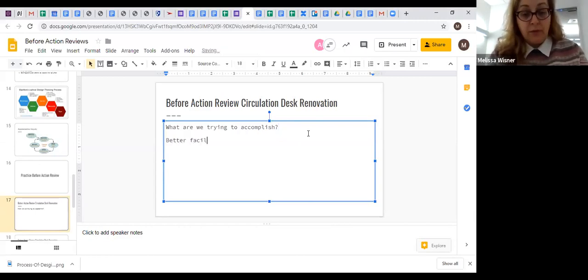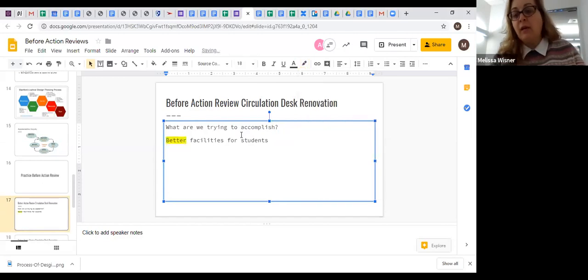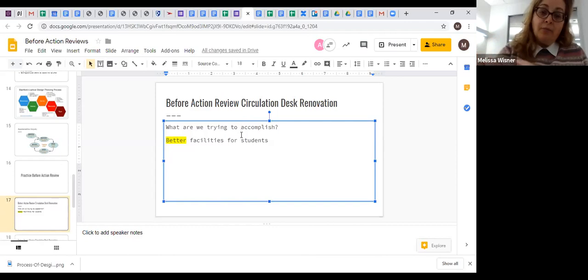Better facilities for students. And I'll tell you another thing that I do once we've got all the intake collected. See this word, better? This is something that we need to come back to. So you'll see when people say we want to improve this, or we want to do more of this, or we want better facilities, I'm going to be drawn to that and come back to it later, not during the flow of the before action review, but I'm going to want to follow up with that and say, okay, let's define better. What's a measure and a target for the facilities for our students? How are we defining better?